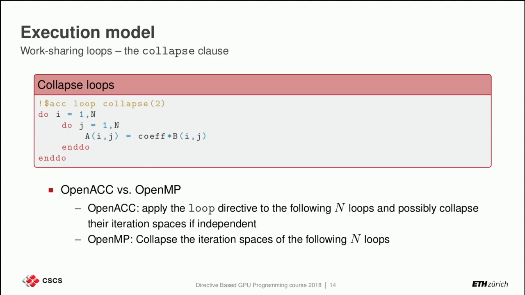OpenMP is more prescriptive, so you specify exactly what the runtime should do. OpenACC is a bit more descriptive, I would say, and you let the compiler do some work and allow it to do optimizations for you. That's a fundamental difference in the concept of both.